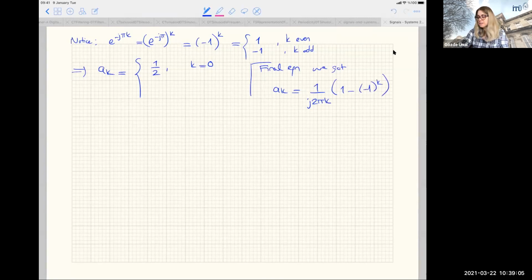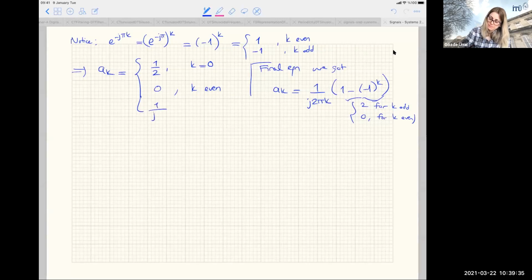So when k is odd, that's a minus 1. When k is even, that's a plus 1. So it is 0 when k is even, for all k's, minus infinity to infinity, all integers. And then it should be just 2 for k odd, and it is 0 for k even. So it's really 1 over j pi k.